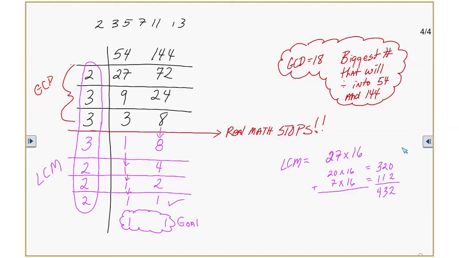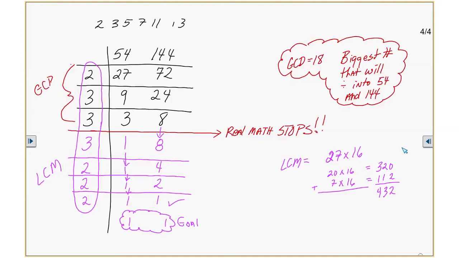You could have used 25 times 16. That would have been hard. 20 times 16 is probably your easiest bet. Could you have done 30 times 16 and subtracted 3 times 16? Yes, you could have done that. That's another way to do it. 30 times 16 would be 480. And 480 minus 48.